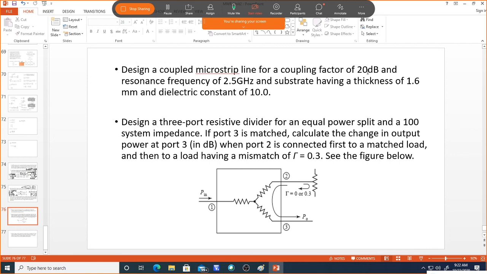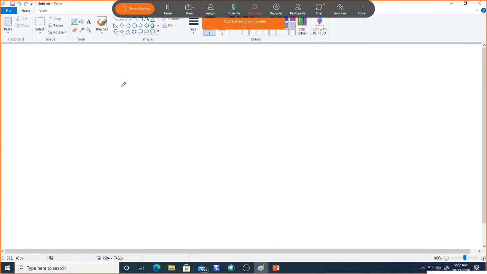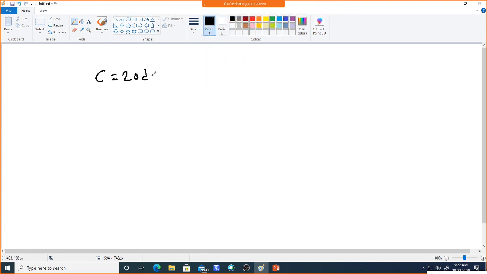Okay, so if you take this one, for the coupling factor of 20 dB, first we need to find out the even mode impedance and odd mode impedance. So if you take the coupling factor, it is 20 dB. Now we need to find the odd mode impedance and even mode impedance. The even mode impedance is Z0 into square root of (1 plus C) by (1 minus C). So this is the coupling factor.